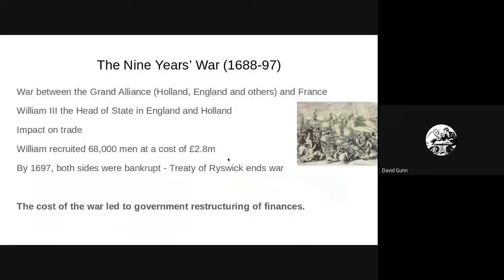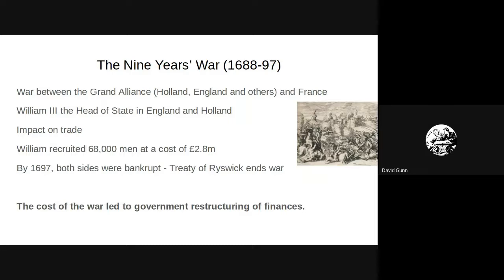Okay, so to begin with, the cause of the financial restructuring and new financial settlement following the Glorious Revolution is the 9 Years' War. And the 9 Years' War is basically between England and Holland against France. Okay, so William III is the head of state of England and Holland against Louis XIV of France.